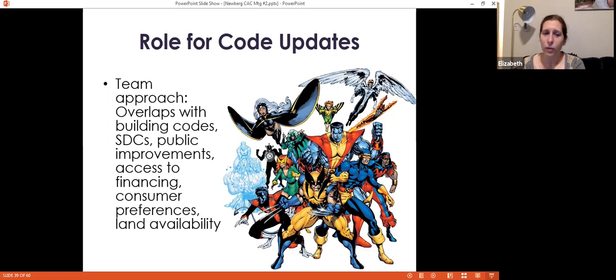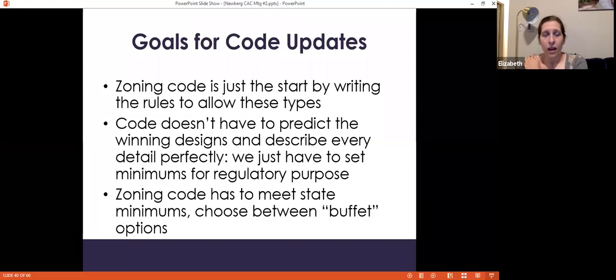So we want to focus on what we can do, knowing that there are some additional pieces that will need to come into play later on. Next. So our goal really, again, we're at the start, and we want to do our best and set the tone for these middle housing types.